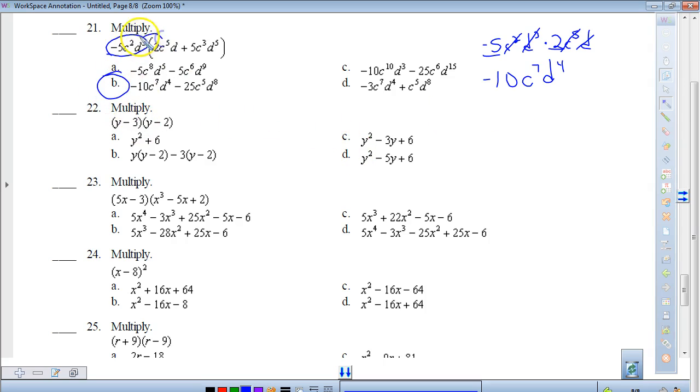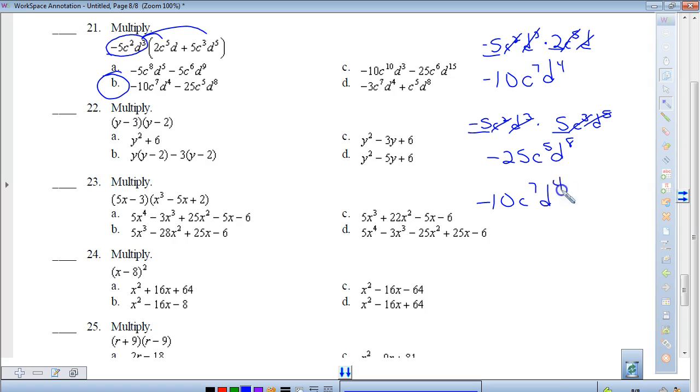Let's go ahead and find our second term just for practice. Our second term would be negative 5c squared d cubed times 5c to the third d to the fifth. Negative 5 times 5 is negative 25. Here's 2, 3, 4, 5 c's, and here's 3 d's, and 5 more d's makes d to the eighth. So our answer would be negative 10c to the seventh d to the fourth minus 25c to the fifth d to the eighth, and that's choice B.